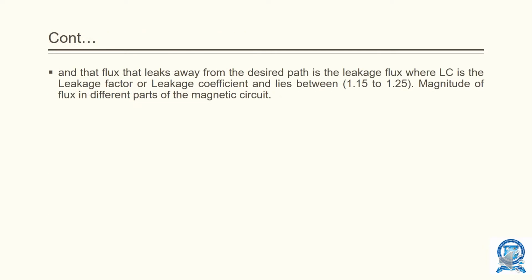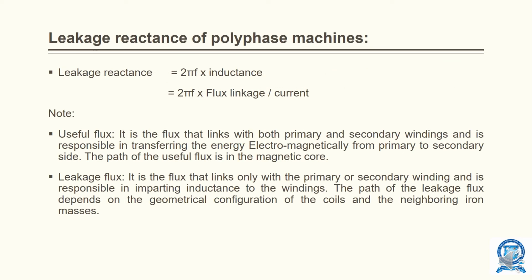The flux that leaks away from the desired path is the leakage flux, where LC is the leakage factor or leakage coefficient, which lies between 1.15 and 1.25. The magnitude of flux differs in different parts of the magnetic circuit. Leakage reactance is equal to 2 pi f into inductance. This is the leakage reactance for a polyphase machine, which is again expressed as 2 pi f into flux linkage divided by current.